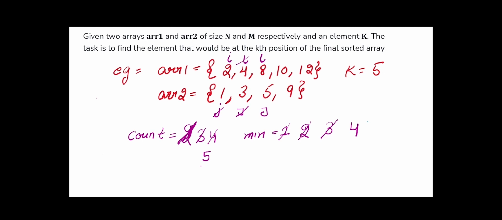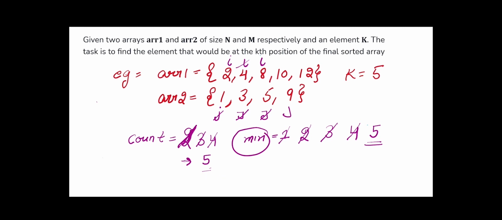Now it is the fifth iteration and we will compare 8 and 5, and as 5 is lesser than 8, we will update mean with 5 and we will increase j. As count has reached 5, we will break the loop and we will get our answer in the form of mean. So now let's code this problem, then we will get more clarity.